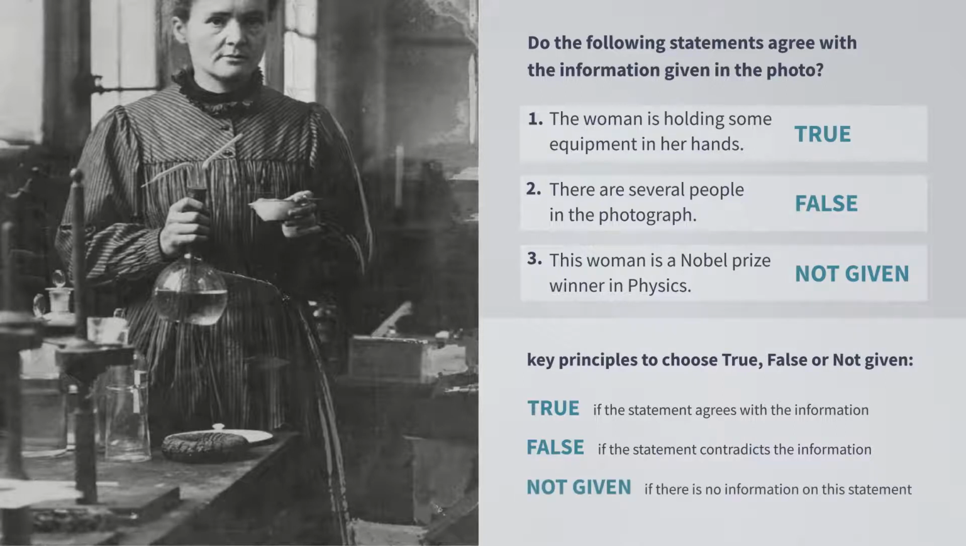If there is no information on the statement, it's not given. From the photo, we don't know if the woman has a Nobel Prize or not. We can see that she's involved in a kind of experiment in physics or chemistry, but the photo doesn't give us any information on the prize. We need to answer questions in IELTS reading only based on the text.